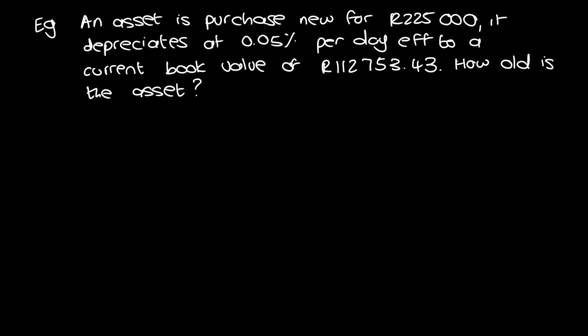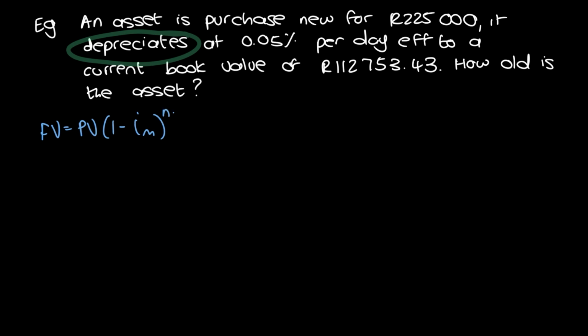So here we have an example that says an asset is purchased new for 225,000 Rand and it depreciates at 0.05% per day effective to a current book value of 112,753.43. How old is the asset? So once again, the fact that it mentions depreciation is a hint to us of what formula we need to use. So the formula is FV is equal to PV (1 minus i_m) to the power of n.